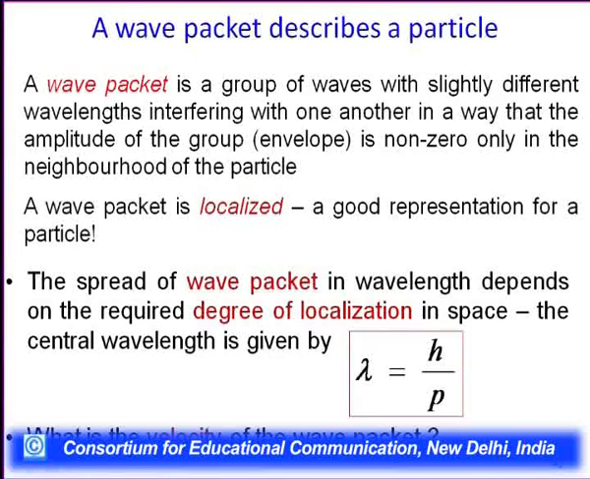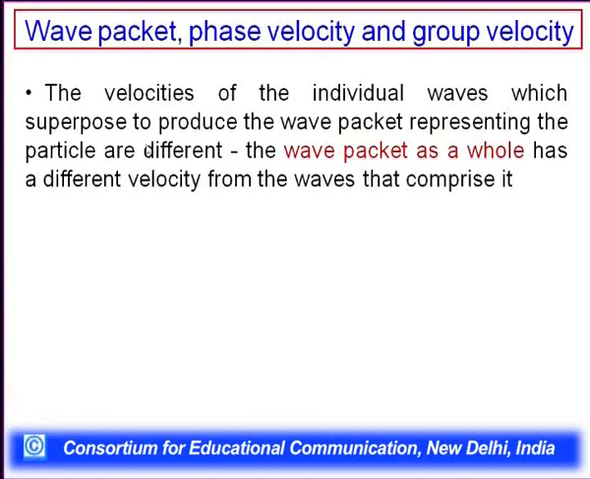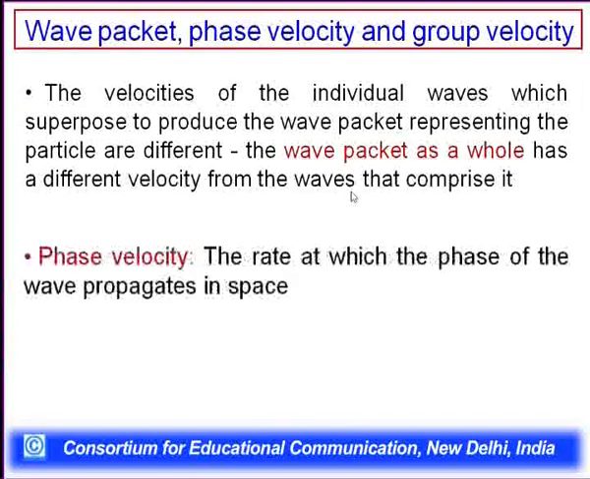Then what is the velocity of this wave packet? The wave packet is described by the phase velocity and the group velocity. The velocities of the individual waves which superpose to produce a wave packet representing the particle are different. The wave packet as a whole has a different velocity from the waves that comprise it. Phase velocity: the phase velocity is the rate at which the phase of the wave propagates in space.